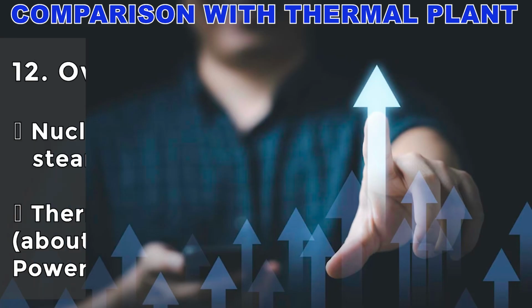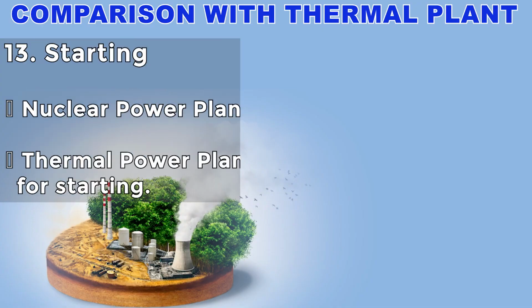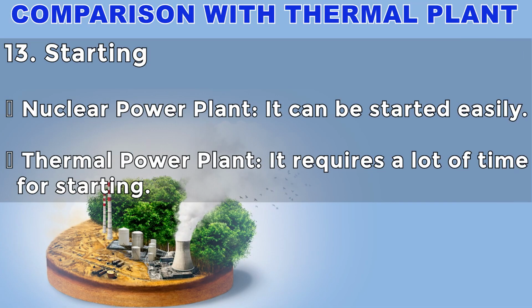Next comparison is overall efficiency. Nuclear power plant is more efficient than steam power station, that is approx 55%, and thermal power plant is less efficient as compared to nuclear power plant, that is about 25%. Next comparison is starting. Nuclear power plant can be started easily and thermal power plant requires a lot of time for starting.